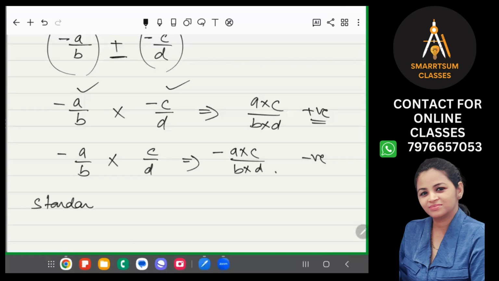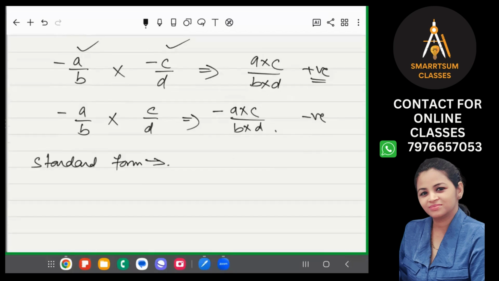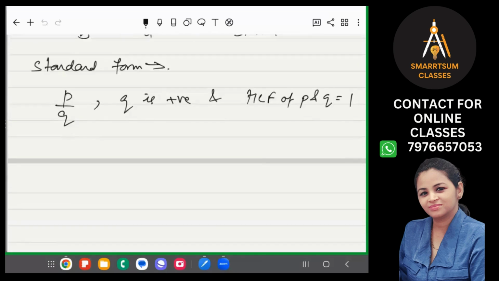There is a standard form also, the standard form of a rational number. The standard form of the rational number is that form in which the denominator is positive. Suppose you have a rational number P upon Q. The standard form will be the one in which Q is positive and P and Q have HCF 1, that is, the HCF of P and Q is 1. So this form is called the standard form. Getting it? So you should know this. What is the standard form?